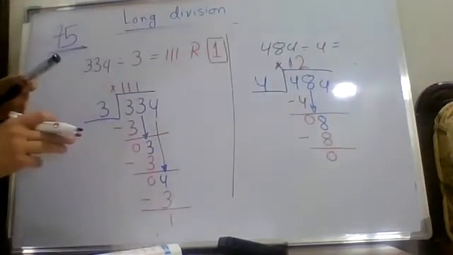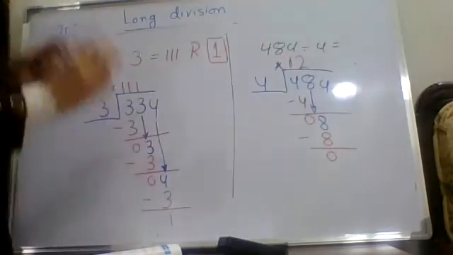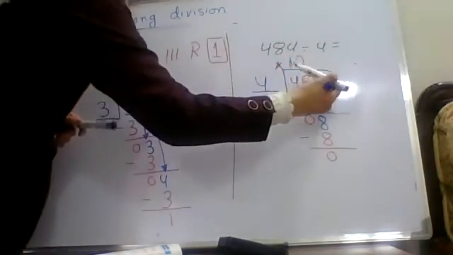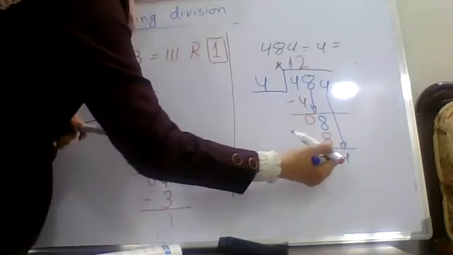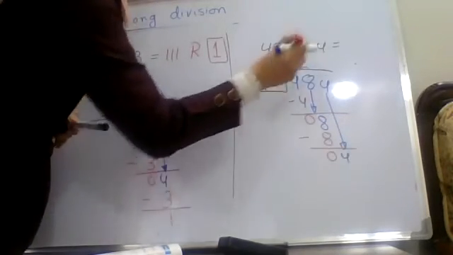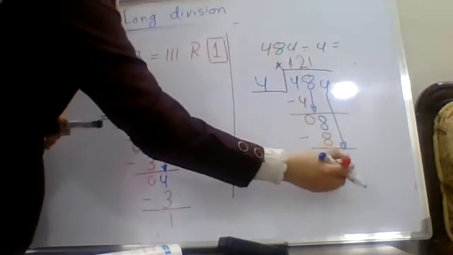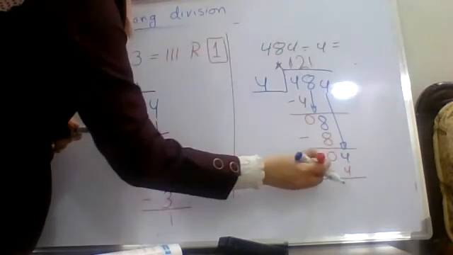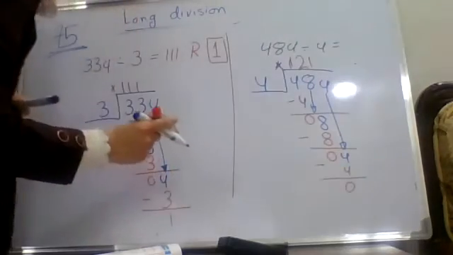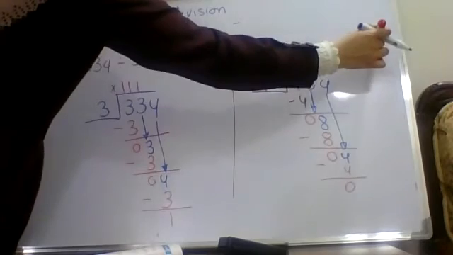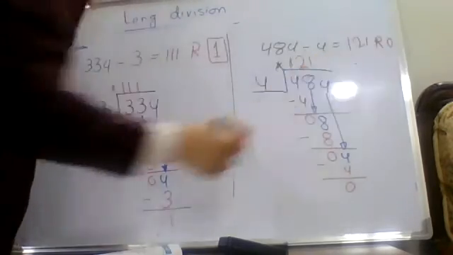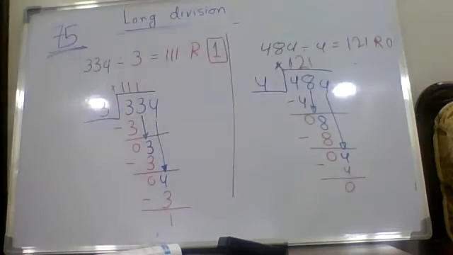Am I done? No, I still have 4 over here. So I have to check 4 too. Put 4 down so we can check it now. Write 4 over here. How many 4 inside this 4? I have 1. 1 times 4 equals 4. Subtract it to have a remainder of 0. So the answer is 121, and the remainder is 0.